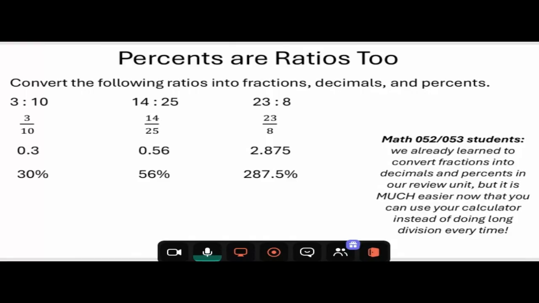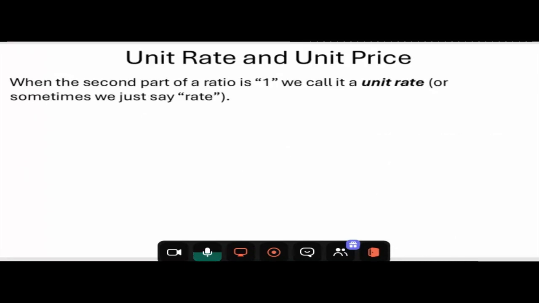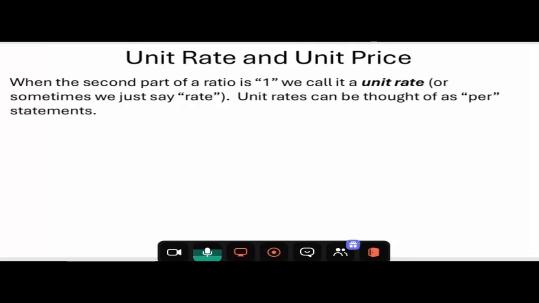Okay, so we've just now covered ratios, fractions, decimals, percents. We've learned to transfer them all back and forth. The last little idea we want to talk about in this first introductory lesson is the idea of a unit rate, which is essentially when we make the second part of a ratio into a 1. We call it a unit rate. And usually we just say rate, actually.